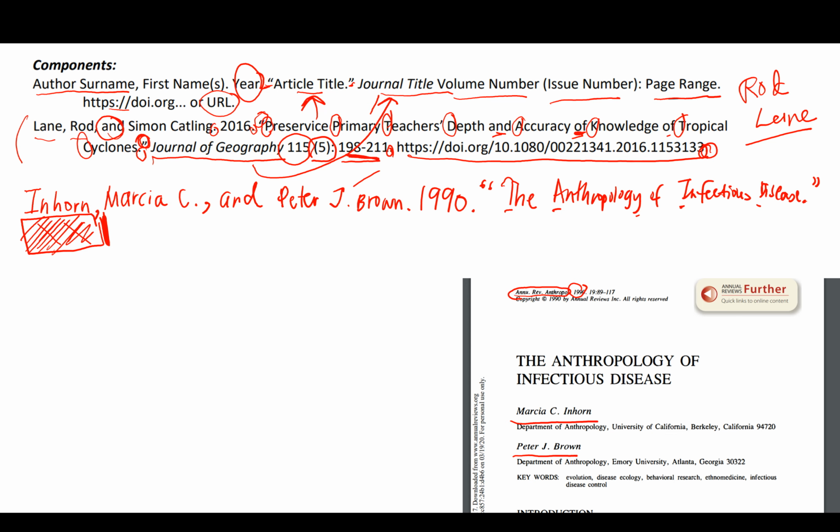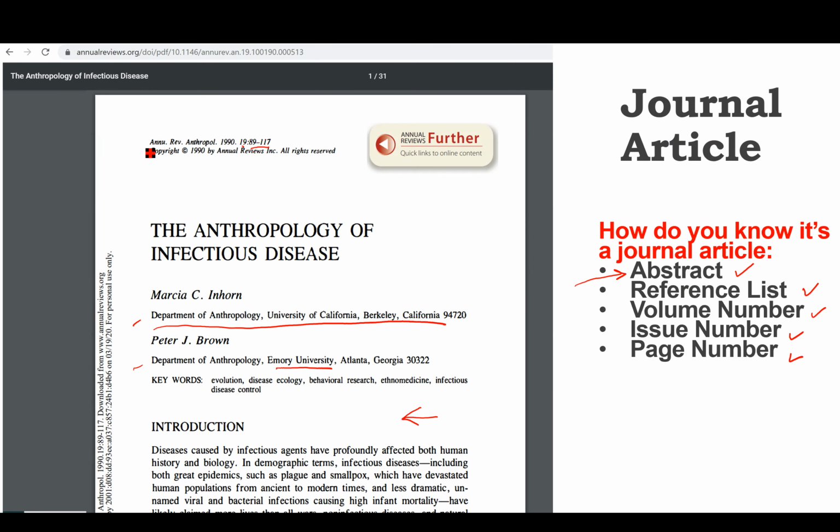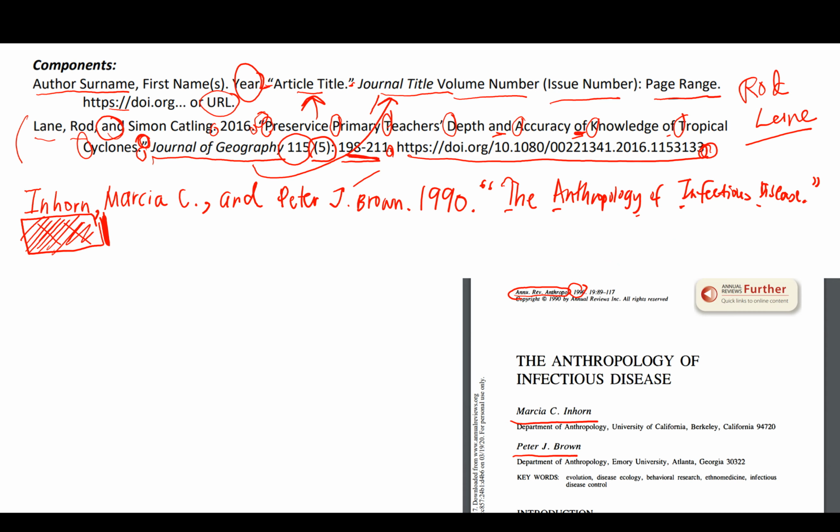Okay, let's check one more time. Annual Rev Anthropology. All right, you don't have to know what it means. You can just copy it down. Okay, so now it's italicized, so use your computer. Annual Rev Anthropo. Is there a full stop there? There's no full stop there, so don't put a full stop. And then we follow by the volume number.